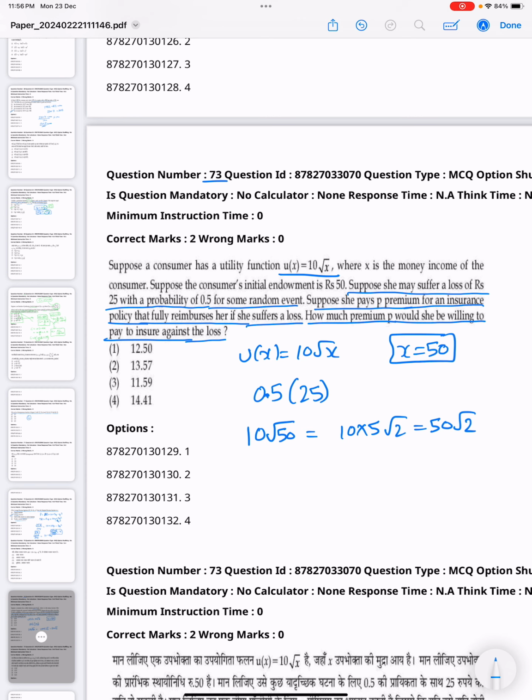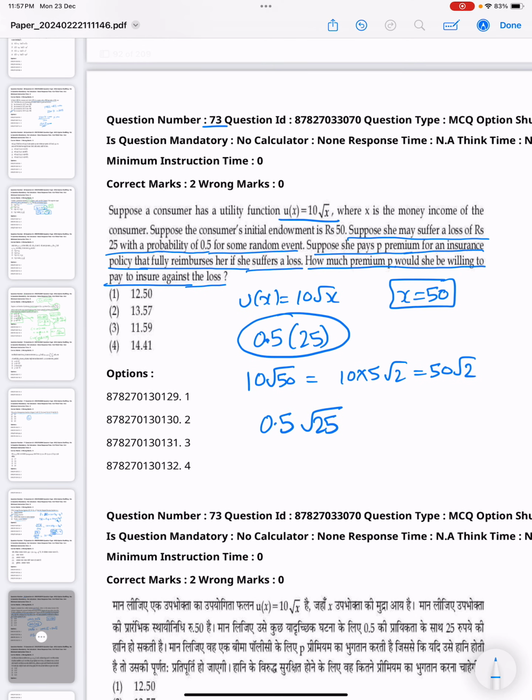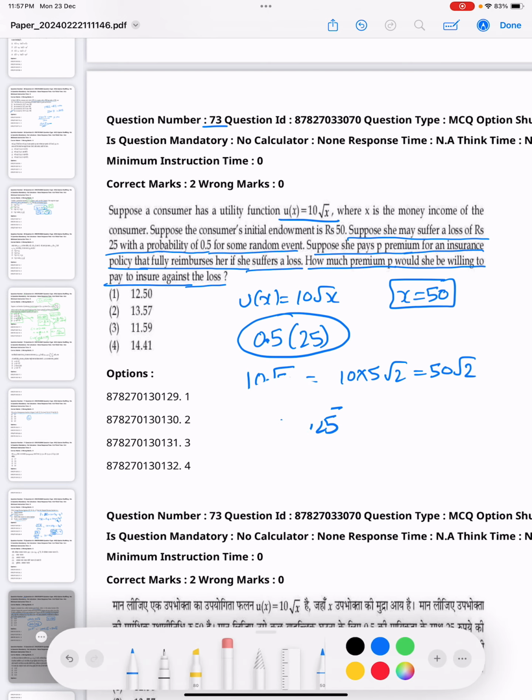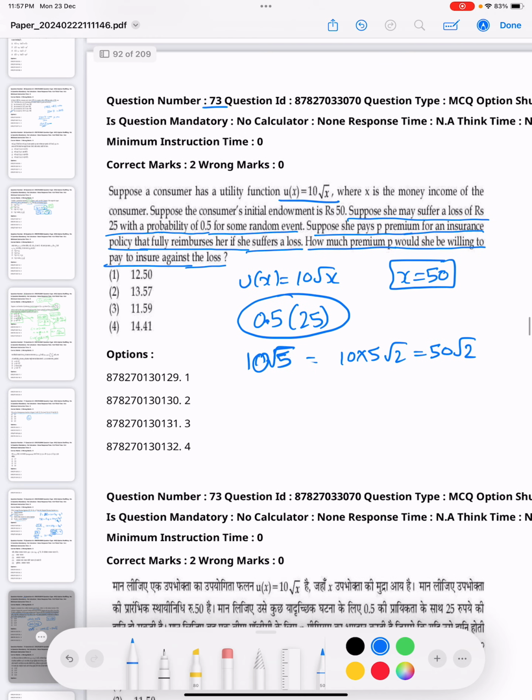Now if she pays an insurance premium, the utility would be 25, and since she is paying the insurance premium, she'll get the full amount back. But on the other hand, if she is not paying the premium, she'll be left with this much utility only, 10√5. I would suggest this needs a bit of calculation, which will take time.